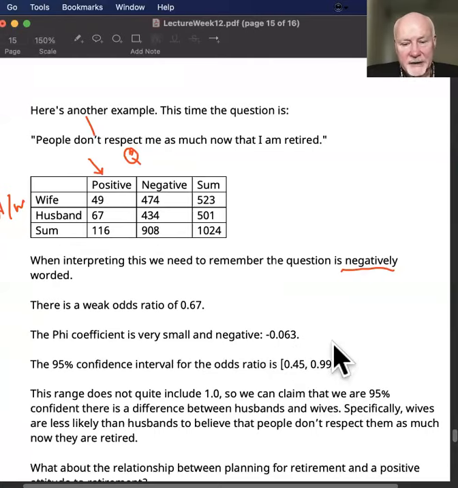But in this case, the 95% confidence interval just squeaks in. It runs from 0.45 to 0.99, so it doesn't quite include 1.0. So we can claim that we're 95% confident that there's a difference between husbands and wives on this. And specifically, we can claim that wives are less likely than husbands to believe that people don't respect them as much now that they're retired.